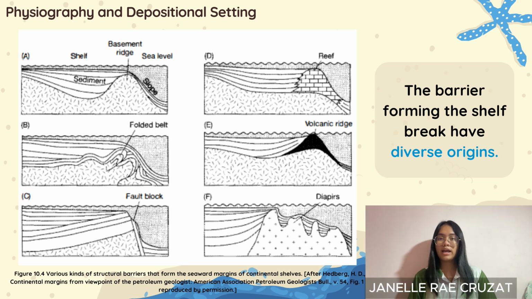And then next, we have volcanic ridges. Underwater volcanic activity can build ridges that alter the seafloor topography, marking the shelf break. And then lastly, we have diapirs. These are structures formed by the upward movement of buoyant materials like salt, which can create distinct shelf breaks.